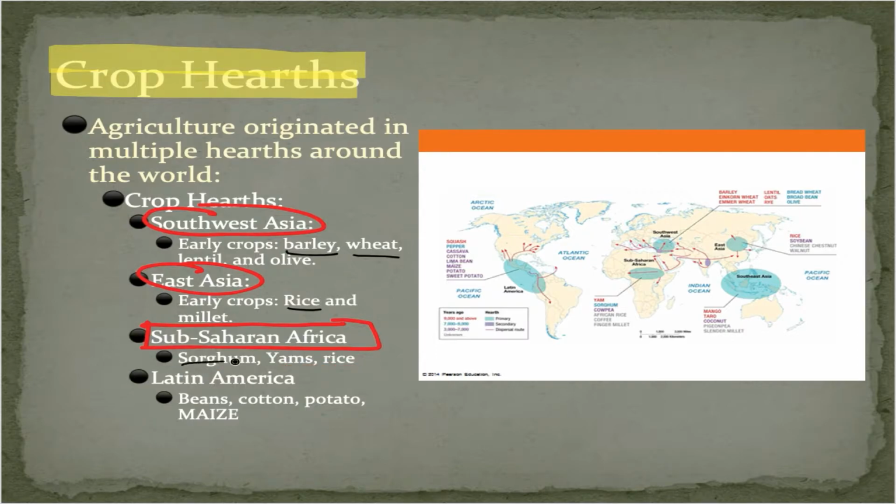So let me do that in black. Oops. There we go. And in Latin America, we see maize. So that is corn. That is an important one.